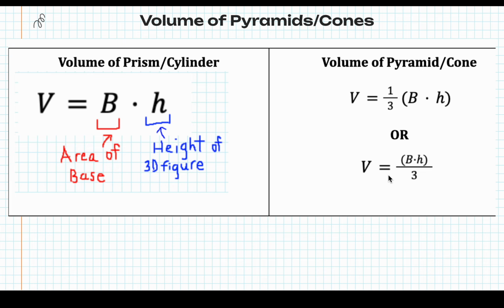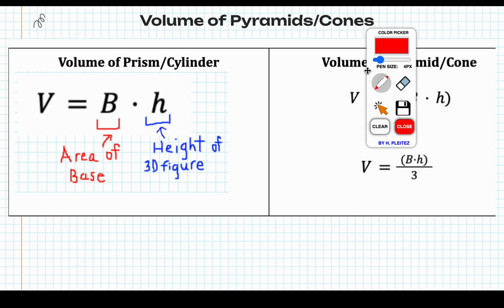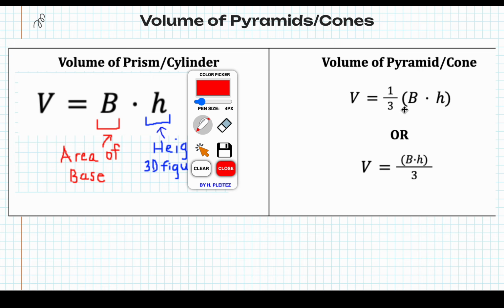Now, these are the formulas for volume of pyramids and cones. You are actually given both of these on your reference sheet. The volume of a regular prism or cylinder is capital B times H, but for a pyramid or a cone, we take that same thing, capital B times H, and divide it by 3. So it's 1/3 BH. Or, instead of writing 1/3 BH, you can write it as B times H over 3.